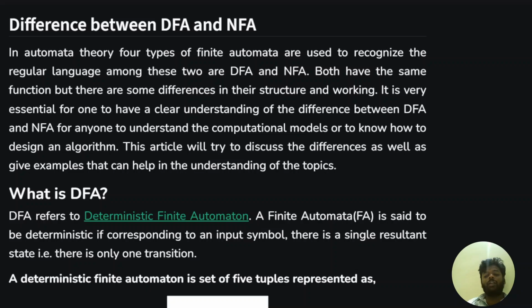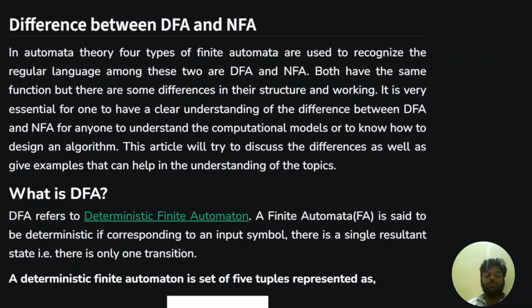DFA refers to deterministic finite automation. A finite automata is said to be deterministic if corresponding to an input signal there is a single resultant state, that is, there is only one transition.